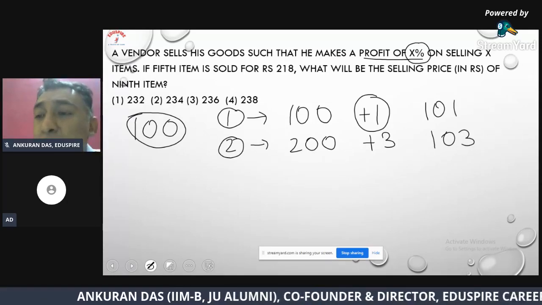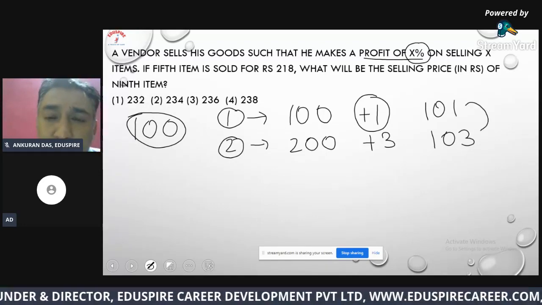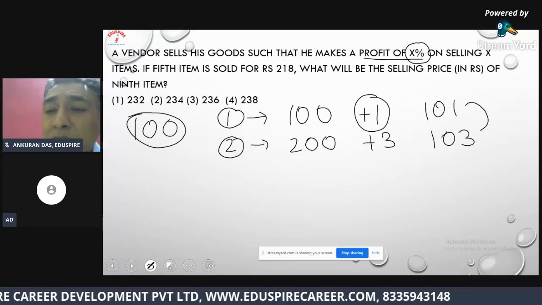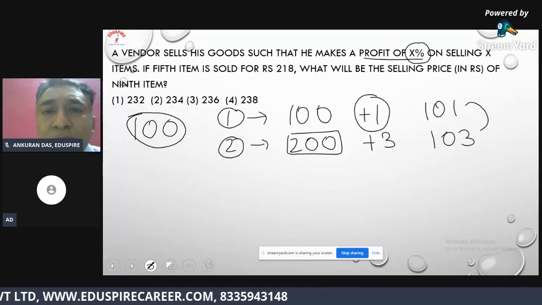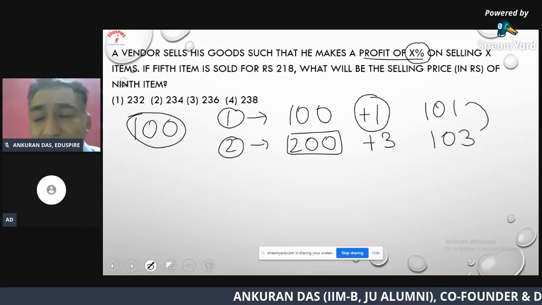Please understand. Now you can cross check. 103 plus 101 is 204, and the total cost is 200. So 204 minus 200 is 4 rupees. That is 2% on 200. Doesn't it satisfy? Yes, it does.